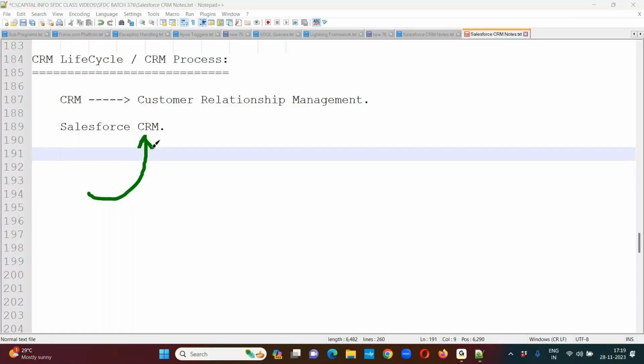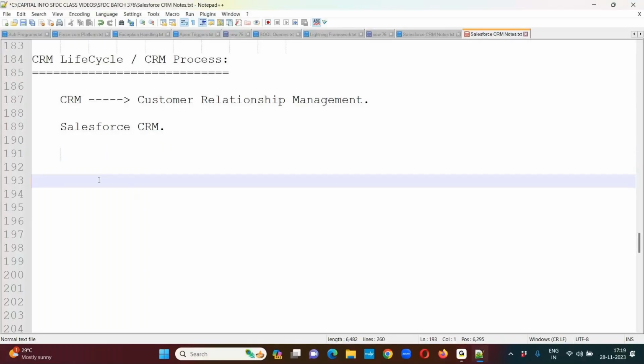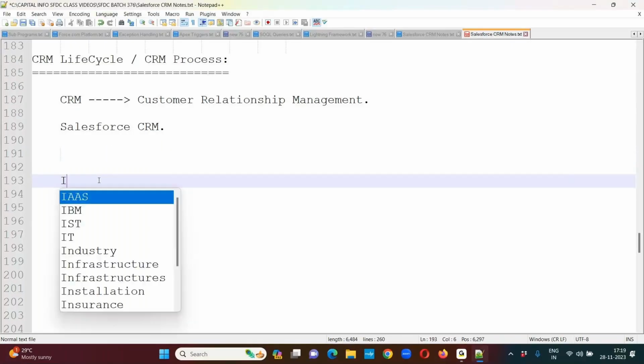Like the similar way here also. As part of the CRM domain, we have some specific terminology. We have to follow those terms. We have to use the vocabulary to communicate with the CRM application. Now, for example, let me explain a small scenario. For example, we have insurance.